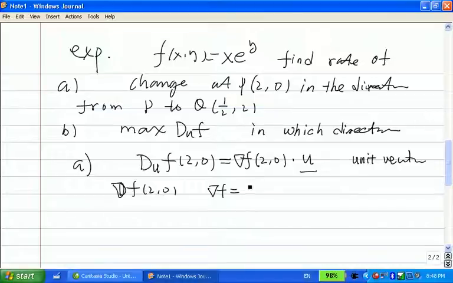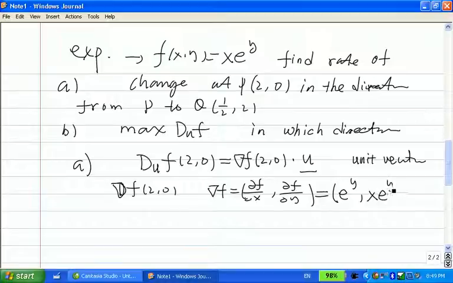The gradient of f is the partial of f with respect to x, and the partial of f with respect to y. Let's first find the partial of f with respect to x. Go back to here. For the partial with respect to x, you treat y as a constant. So e to the y is a constant, and the partial of f with respect to x gives you e to the y. Then for the partial of f with respect to y, you treat x as a constant. Then you take the derivative of e to the y, it still gives you x e to the y.